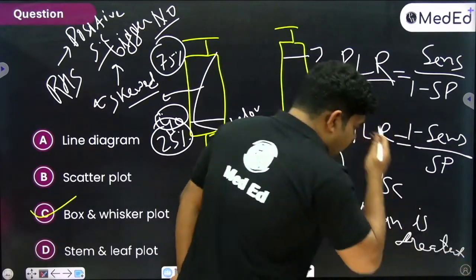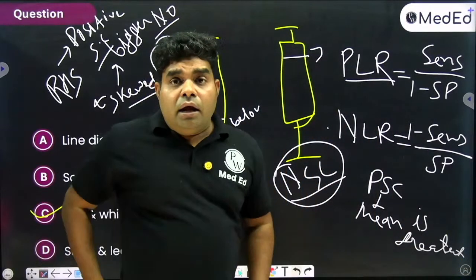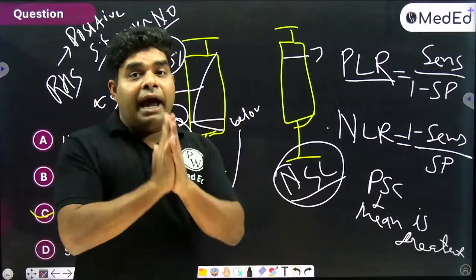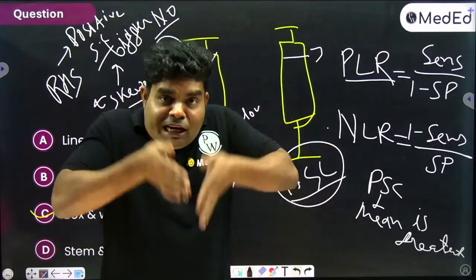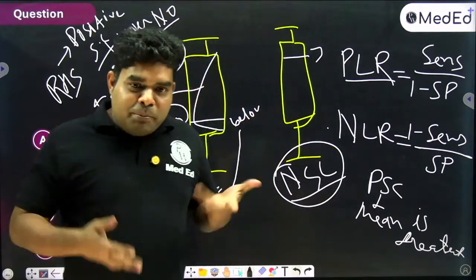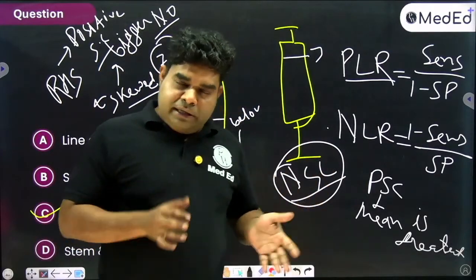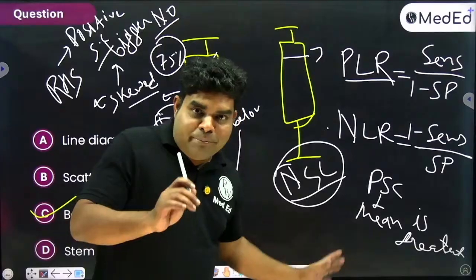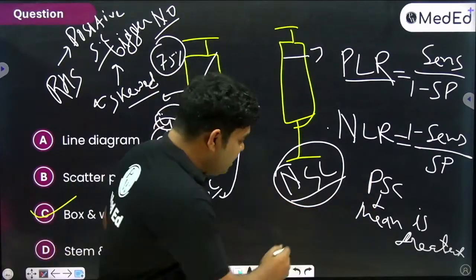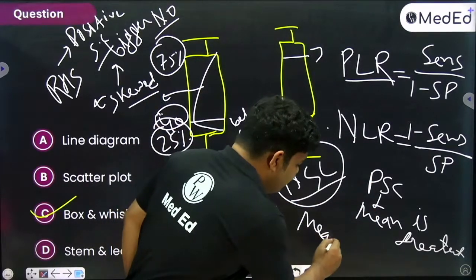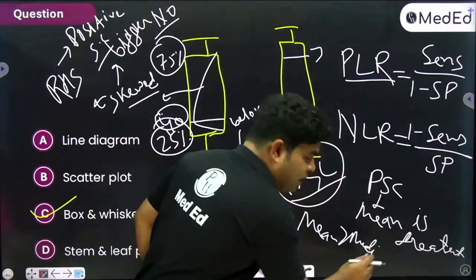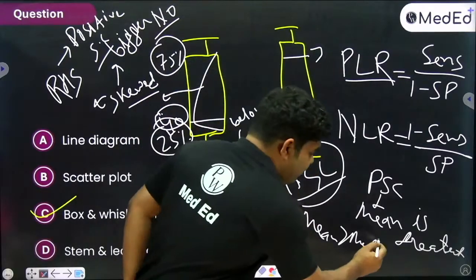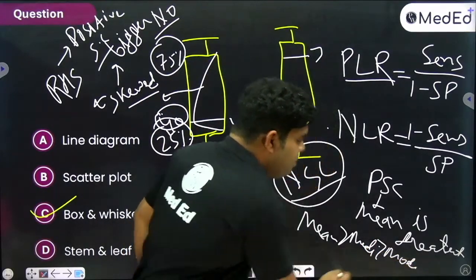And always remember that median is in the middle. Median remains in between mean and mode. So median can never be the greatest or lowest. It is in between. So if mean is greatest, you remember positive skewed. Sequence will become mean, median, mode, because median is in the middle. Median will be in the center. And if you remember, mean is greatest in positive skewed.